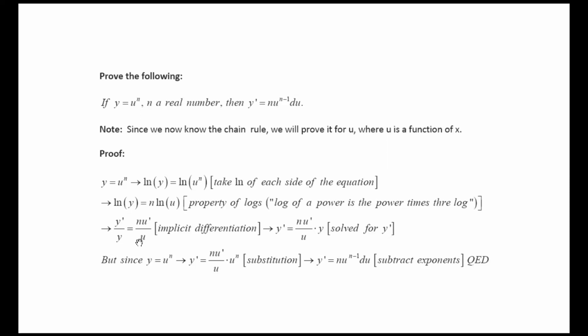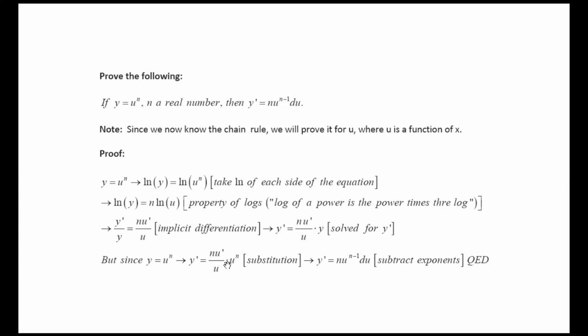Okay, what do we want? We want y prime, so let's multiply each side of the equation by y. That's all I've done here. Now, since y is u to the n, let's substitute in the place of y, u to the n. We're one step away, people. What is u to the n divided by u?